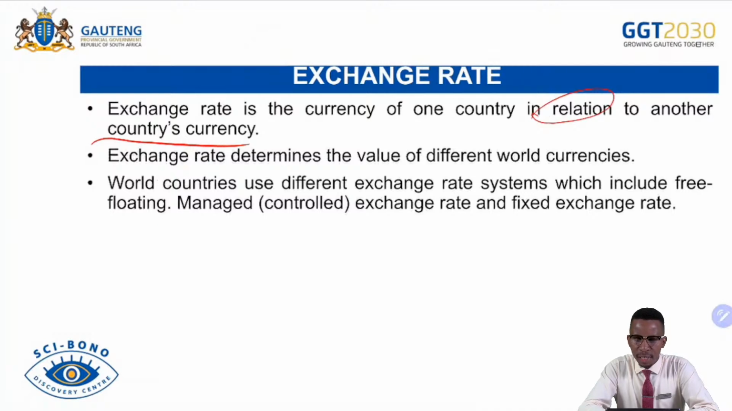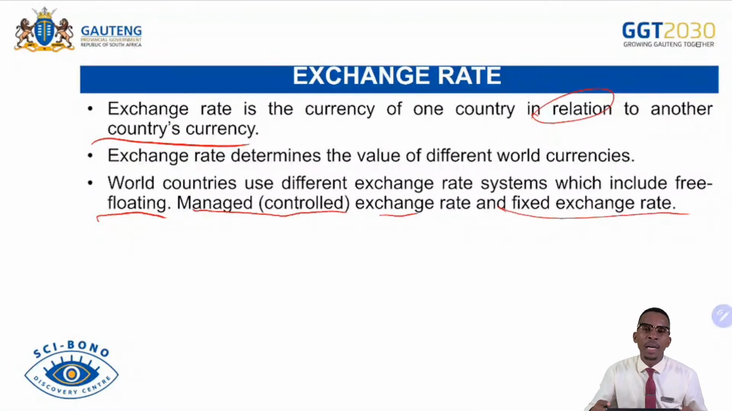World countries use different exchange rate systems, which include the free floating exchange rate, the managed or controlled floating exchange rate, as well as the fixed exchange rate. If we talk about the free floating exchange rate, we refer to the exchange rate that can appreciate and depreciate without limit. Its value is determined by market forces, demand and supply. The government does not intervene to influence the value of the currency in that case. That is the free floating exchange rate.